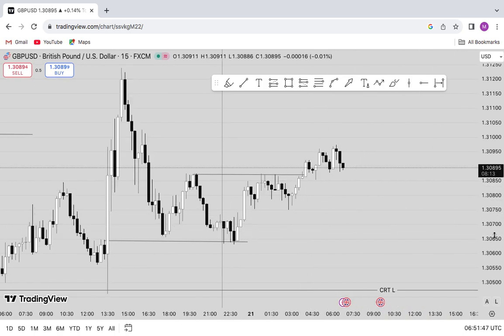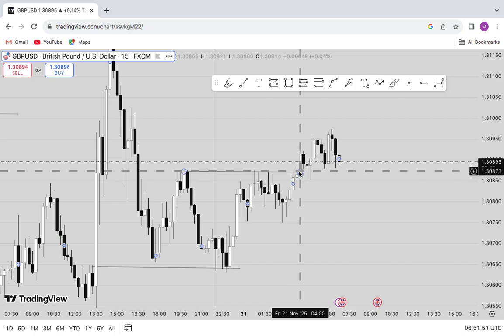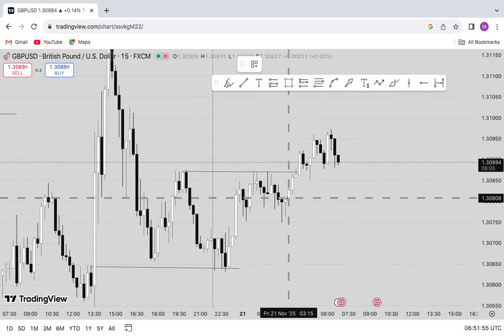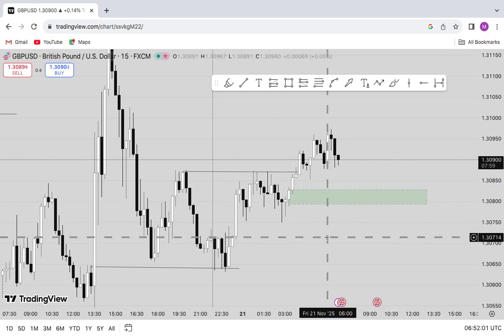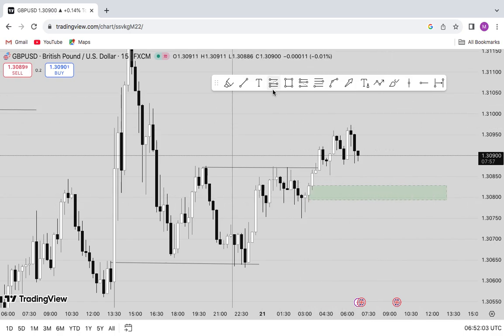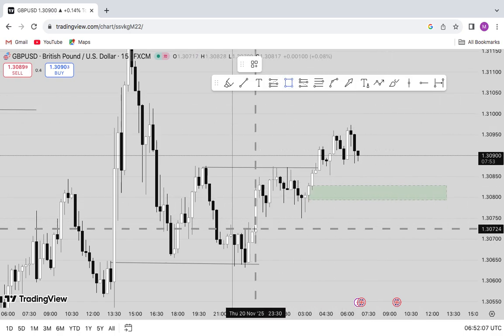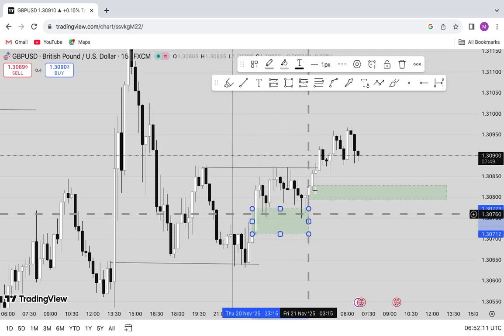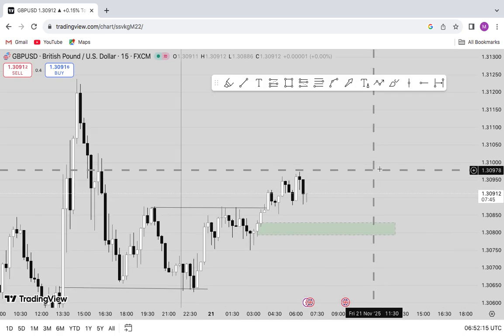So I would like to be looking at price at this level here, for me to continue taking my buys. Why am I looking at price here? Because this fair value gap here has been mitigated. I had a fair value gap here, but if you look, the fair value gap has been mitigated and it won't hold price.